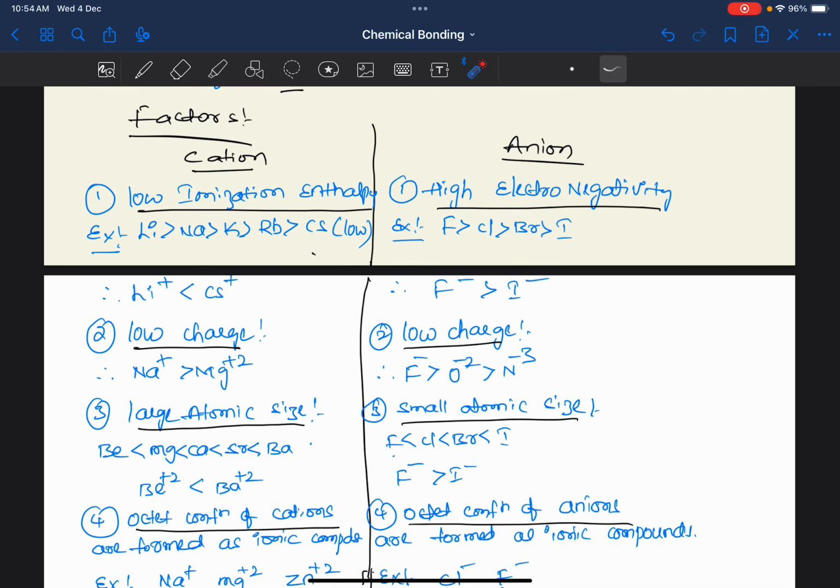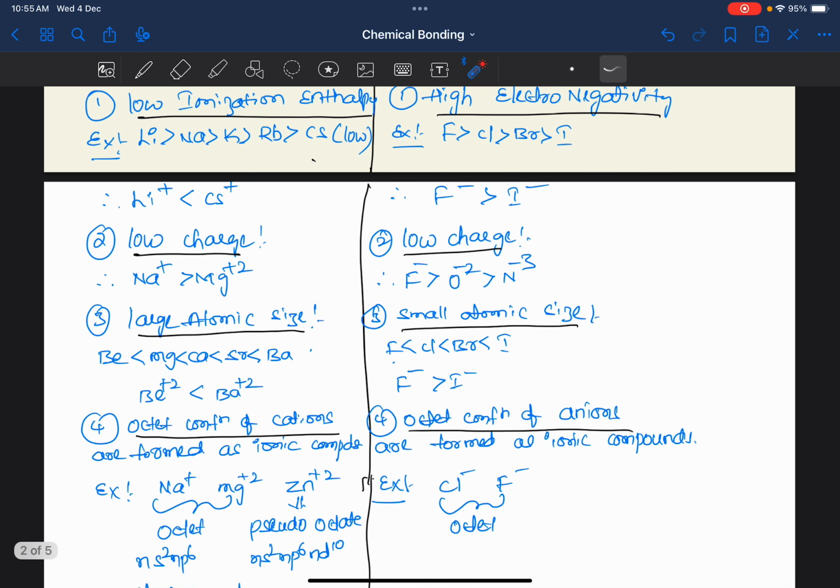The second point is low charge. Low charge is preferable. For example, I took fluoride ion, oxide ion, and nitride ion. The fluorine atom gains only 1 electron, but the oxygen atom gains 2 electrons and nitrogen gains 3 electrons. Gaining 1 electron is easier than gaining more electrons. Therefore, fluoride ion is more easily formed than oxide and nitride ions.